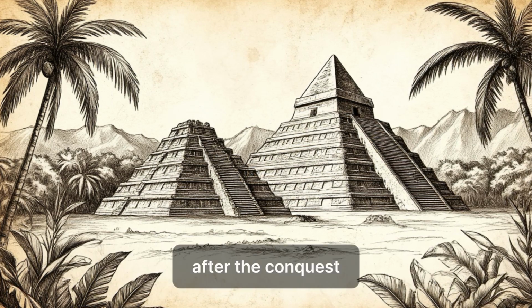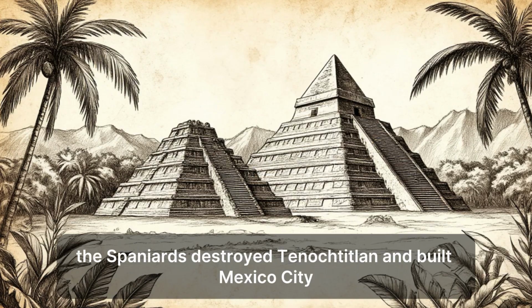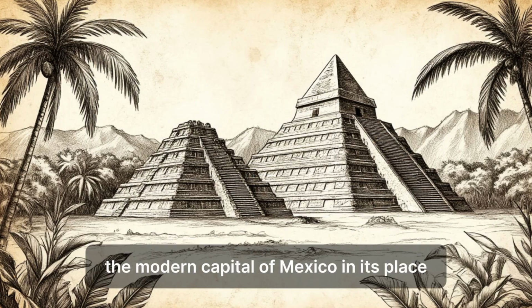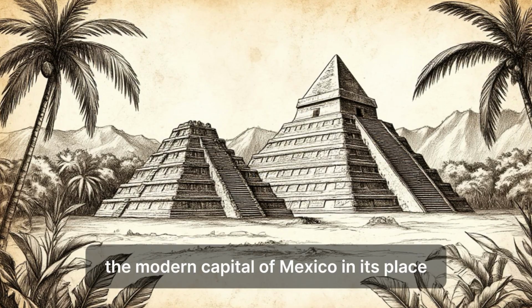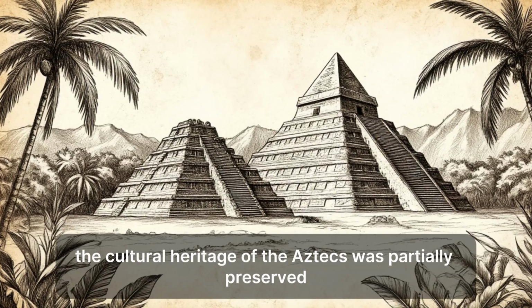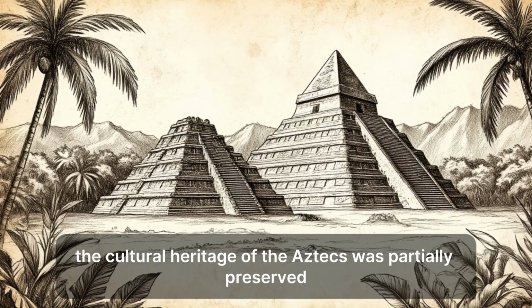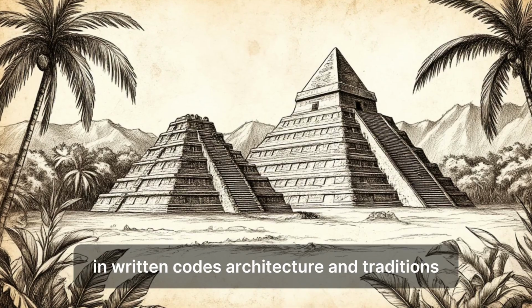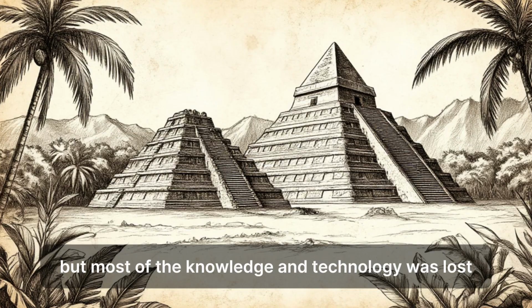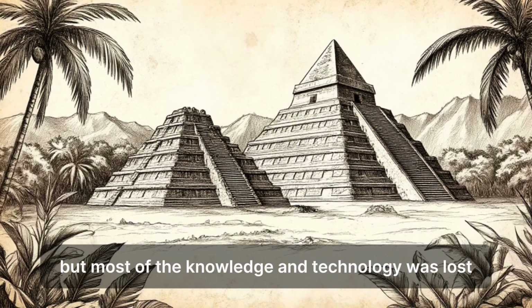After the conquest, the Spaniards destroyed Tenochtitlan and built Mexico City, the modern capital of Mexico, in its place. The cultural heritage of the Aztecs was partially preserved in written codes, architecture, and traditions, but most of the knowledge and technology was lost.